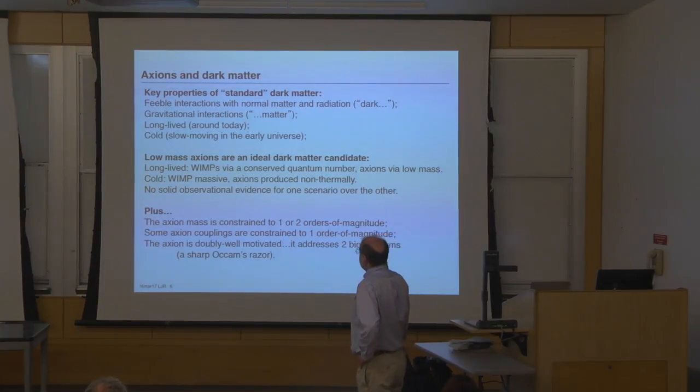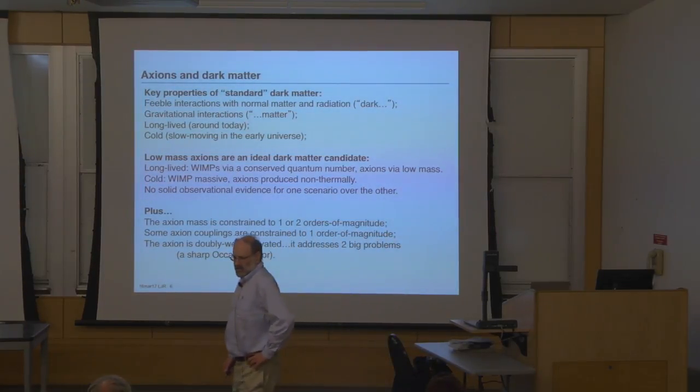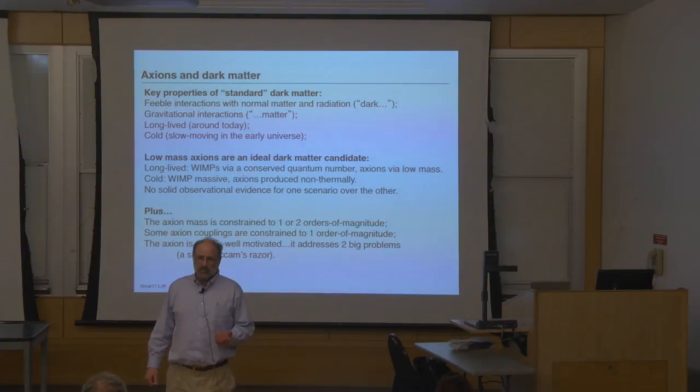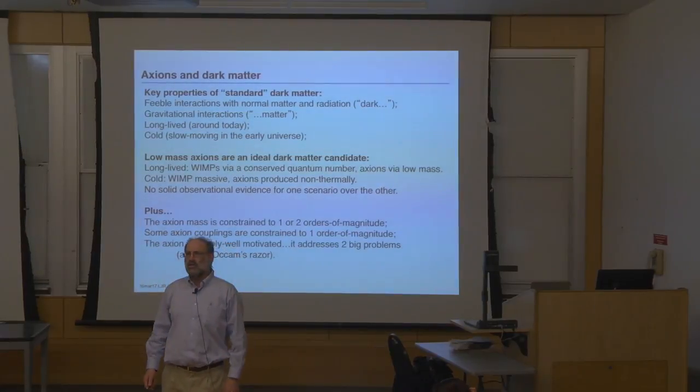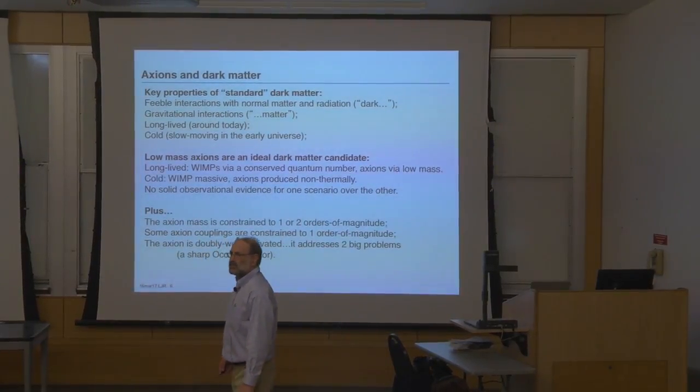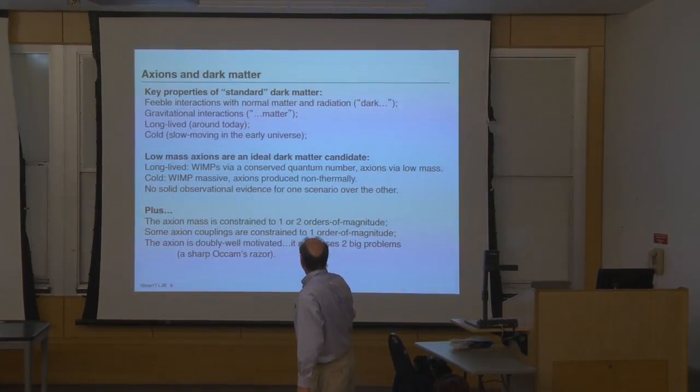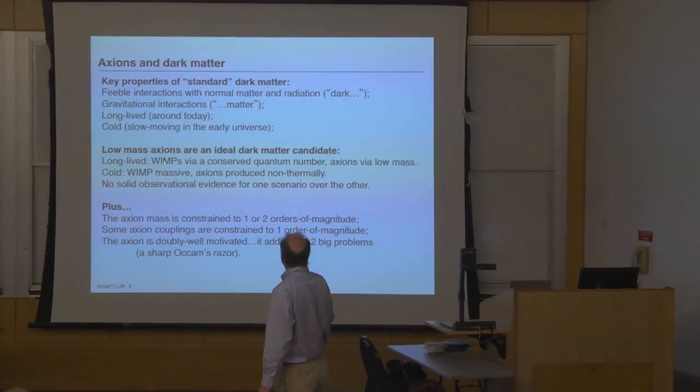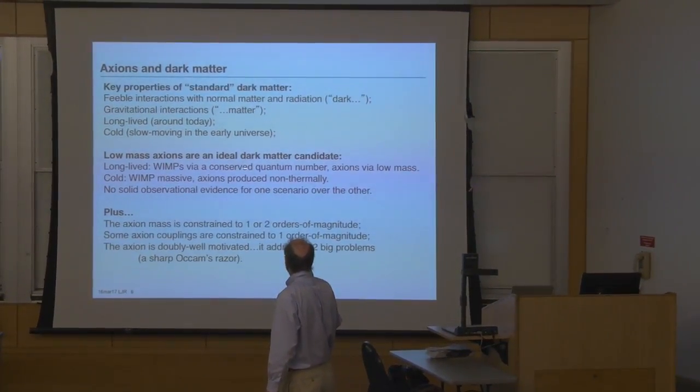It's cold. This is something I didn't mention earlier. There are wonderful experiments, as you well know, looking at the microwave background, et cetera. To make sense of those, the dark matter can't smear structure on relatively small scales. We don't see that. It's not moving relativistically in the early universe when we see that structure. It's therefore there, but it's not moving relativistically. It's cold. Low-mass axions are an ideal dark matter candidate.